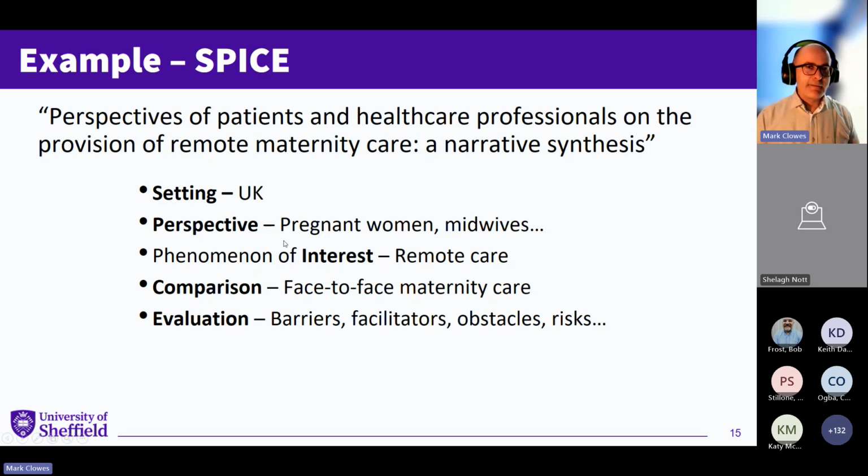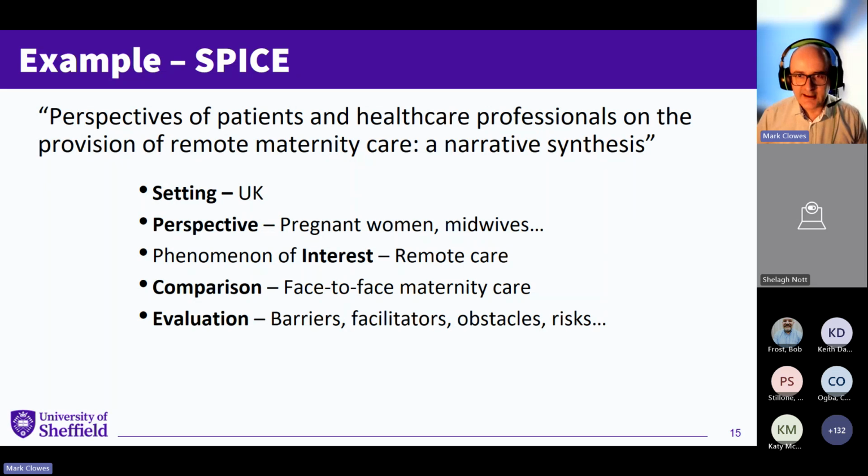We might say that the setting for that would be the UK, knowing that our own health service operates a little bit different to others. The perspectives at play here are those of pregnant women, midwives. I suppose potentially we could be interested in other health professionals like health visitors or GPs. Might also look at the perspective of fathers as well as mothers, if deemed relevant.